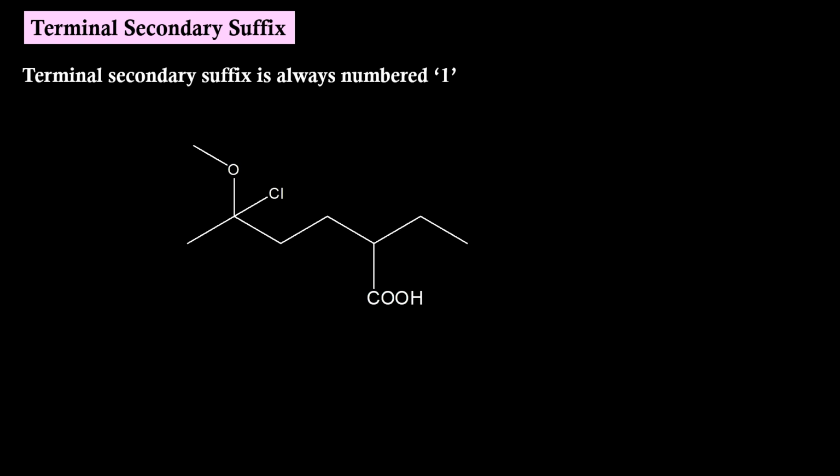Accordingly, if we number in this molecule, CO2H is the terminal secondary suffix. So this carbon should be numbered 1. So 1, 2, 3, 4, 5, 6. This may be the longest carbon chain in the system, but this doesn't include our secondary suffix. So this is chosen as the parent chain.